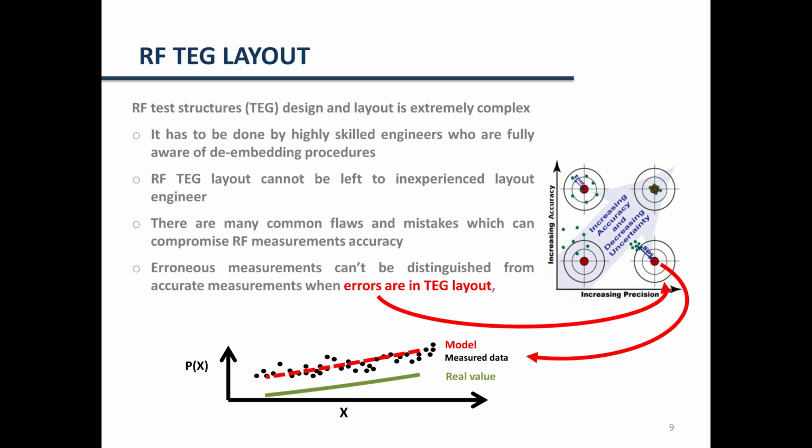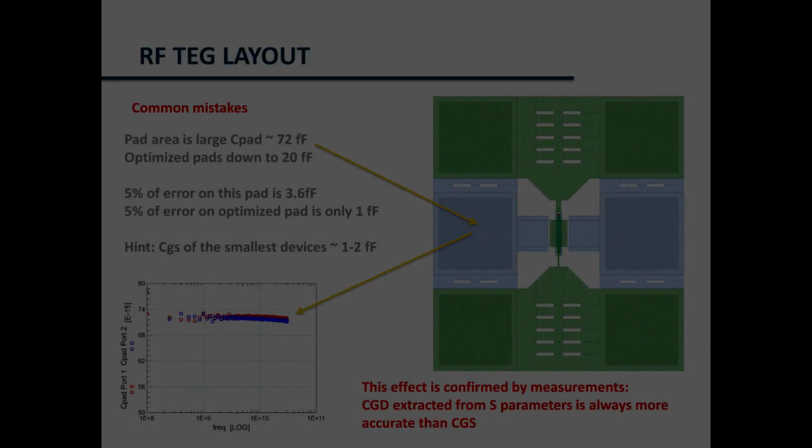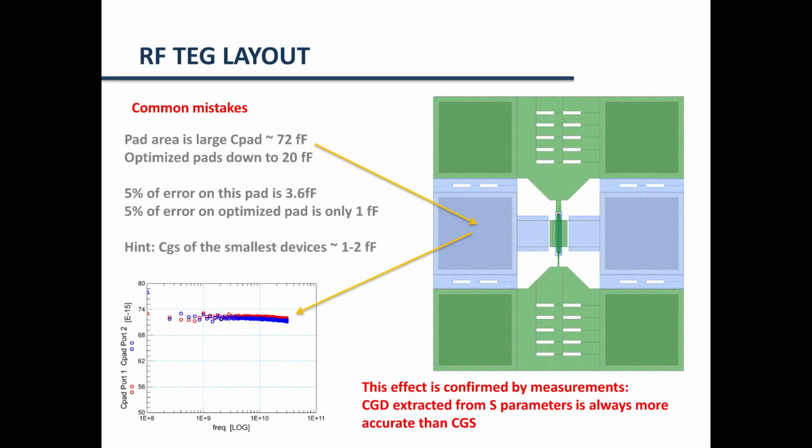Erroneous measurements can be distinguished from accurate measurements when errors are originating from test structure layout. The problem with erroneous test structure layout is that it will produce some bias in the measurements. And the systematic bias can look very similar to accurate measurements. And this is a problem because the model can still fit the measured data, but the model will then not reflect the actual device. In order to exemplify the risk of obtaining poorly designed structures, I'm going to present now some common mistakes when making layout of RF GSG test structures.